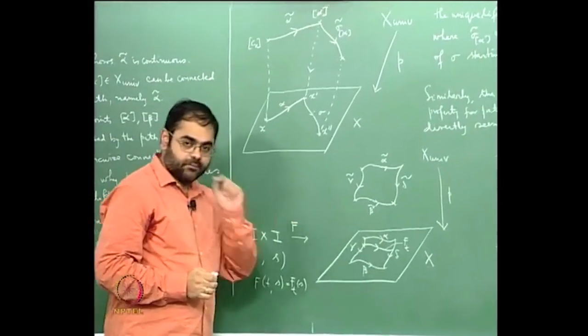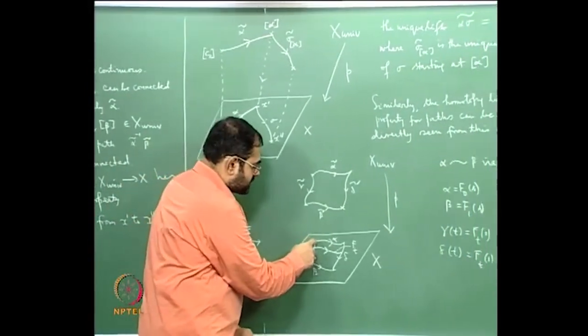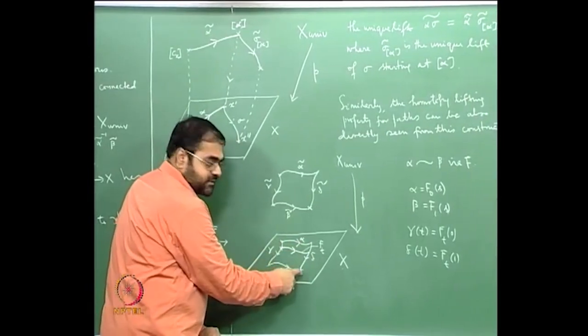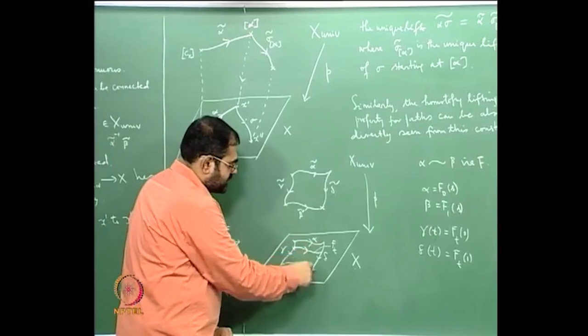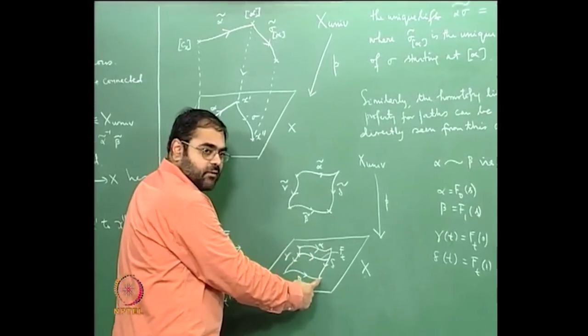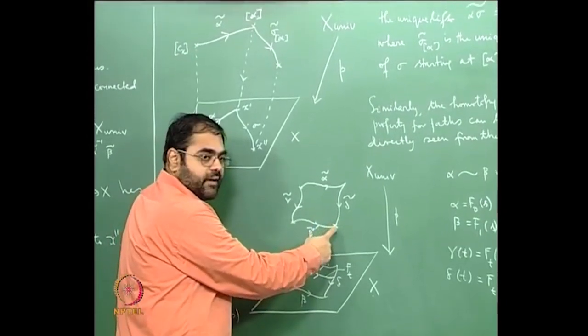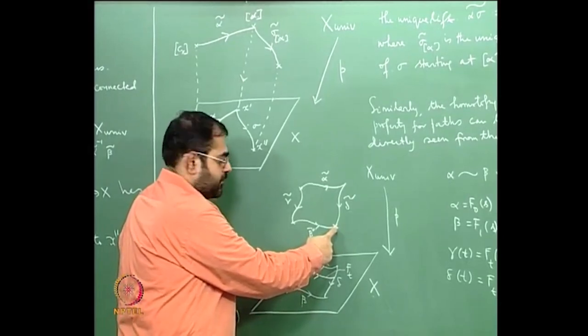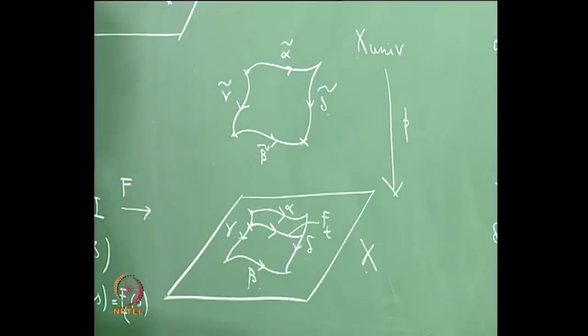This picture itself will tell you that this path alpha followed by delta is FEP homotopic to gamma followed by beta, and since these two paths have the same endpoint, the point above that you get has to be the same, by the very definition of X sub univ.